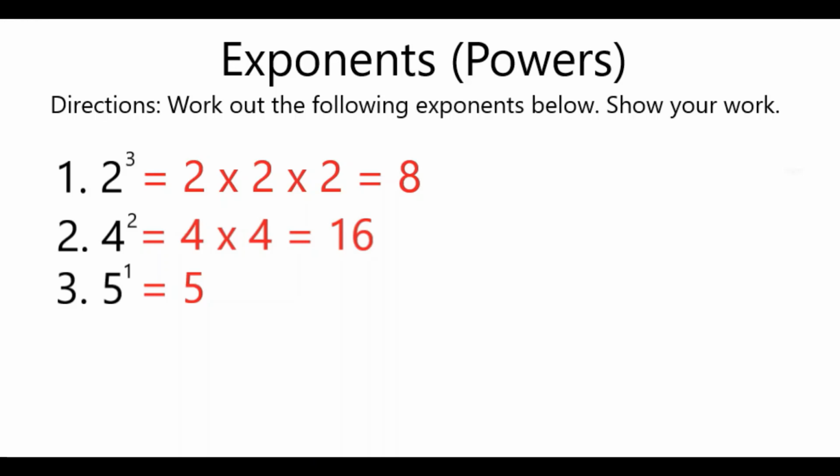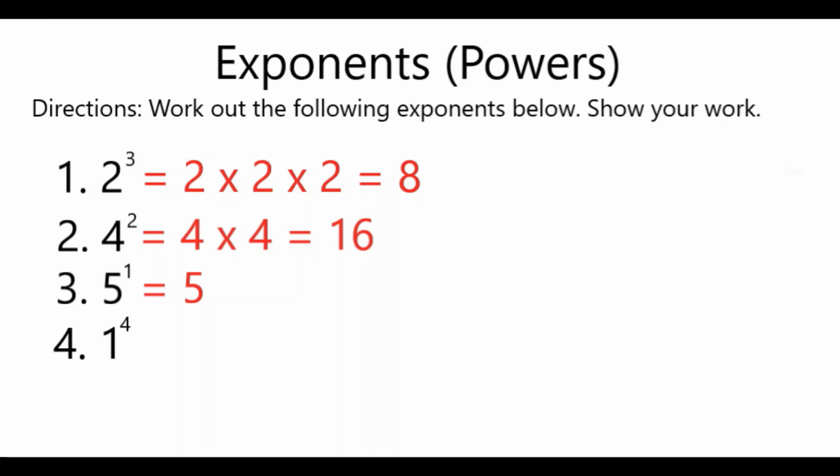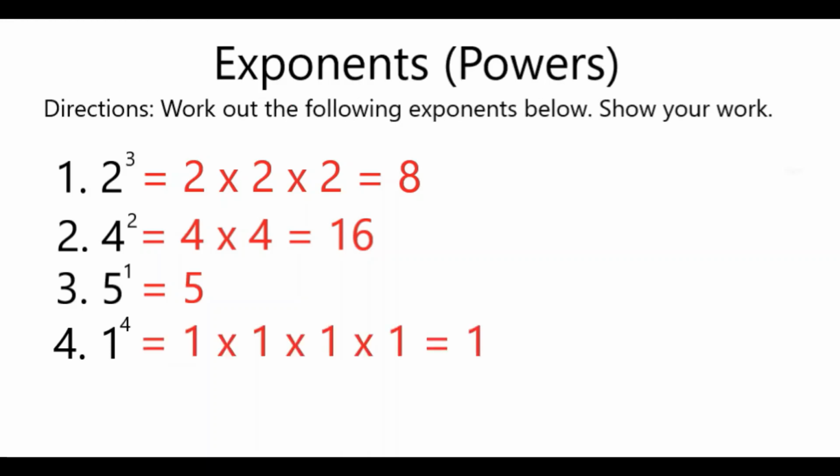Looking at number 4 here, we've got 1 to the 4th power. And again, just following the directions of showing your work, we know that we're just going to write 1 times 1 times 1 times 1, which equals 1. Okay, now be careful with something like this, because when it says to show your work, they want you to show your work like this. Okay, 1 times 1 times 1 times 1 equals 1. So make sure you're doing that when you're showing your work. Just don't write it like number 3 here. Okay, so number 3, there is nothing else to multiply, it's just 5.